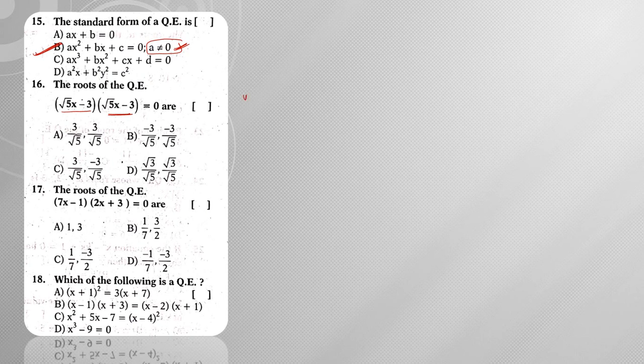Next, the roots of the quadratic equation root 5x minus 3 into root 5x minus 3. So what we can say, root 5x minus 3 is equal to 0. From this, x is equal to 3 by root 5, then 3 by root 5 comma 3 by root 5. So option A will be my answer. Next, the roots of the quadratic equation: either 7x minus 1 is equal to 0 or 2x plus 3 is equal to 0. From this, x is equal to 1 by 7, or x is equal to minus 3 by 2. So 1 by 7 comma minus 3 by 2 is my answer.